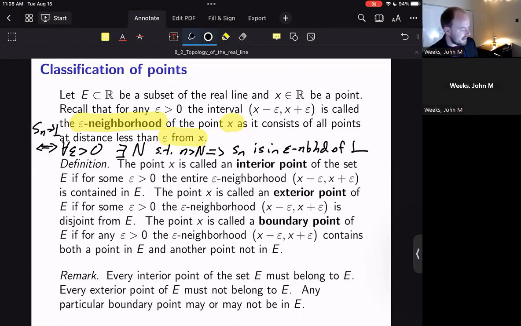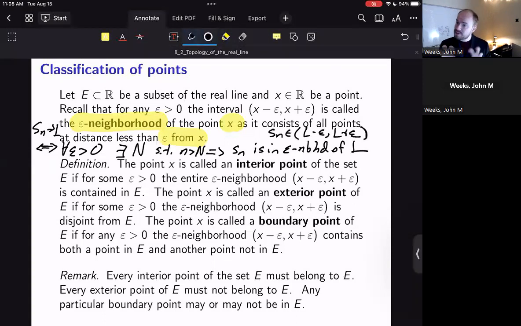So that is, S sub n and L are within epsilon of each other. That means that S sub n minus L is in between negative epsilon and epsilon. Hence, S sub n is going to be inside of L minus epsilon to L plus epsilon. So the difference between these, in absolute value, is less than epsilon. So that's one way to see how this could be in play.